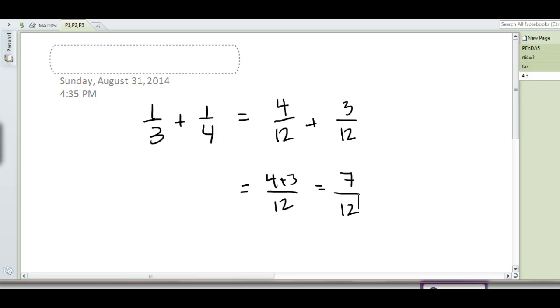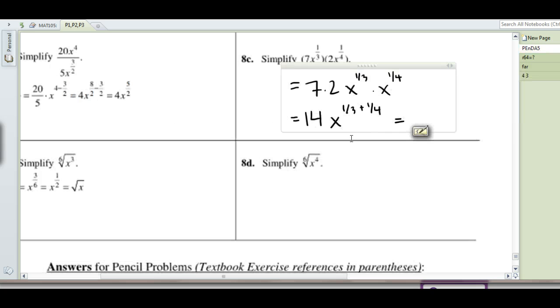So when we go back to the learning guide, the 1/3 plus 1/4 is just going to end up being 7 out of 12. So we end up with 14 x to the 7 out of 12. Remember, the bottom number is the root, top is the power. So if you wanted to convert that to the other notation, it would be x to the 7th power, and you'd be taking the 12th root.